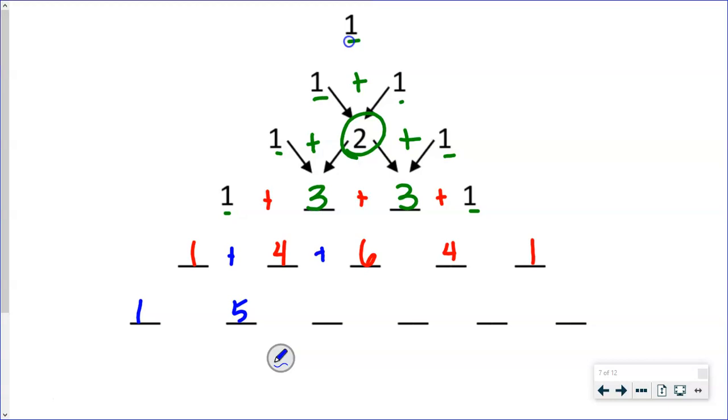4 plus 6 is 10. 6 plus 4 is 10. 4 plus 1 is 5 again. And again, remember, we end with 1.